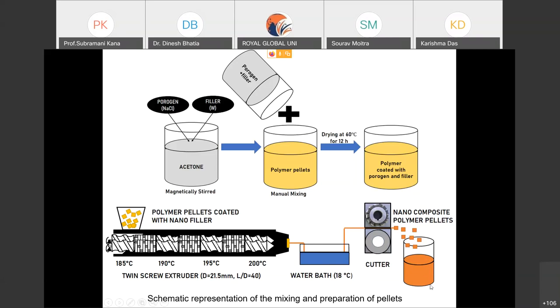Why did we make it? Because this was used in a compression molding machine to get a test sample for its characteristics. When you are going to use it for 3D printing, you are going to get a final product. So before that, we need to ensure that the materials have the desired characteristics. Even after the 3D printing, we have tested it, because the material has passed through one more heating cycle.